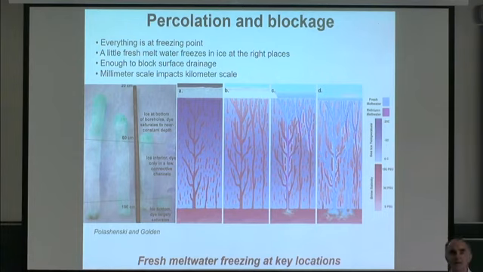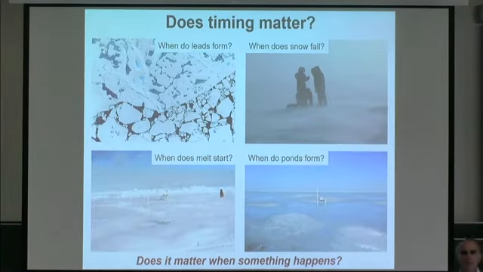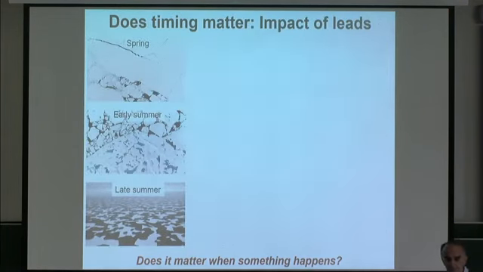So those are some looks at impacts of things on different spatial scales. What about temporal scales? Does timing matter? Does it matter when something happens? Does it matter when a lead forms, or when snow falls, or when melt starts, or when ponds form? Do any of these things really matter? Well, let's take a look at a couple of cases.